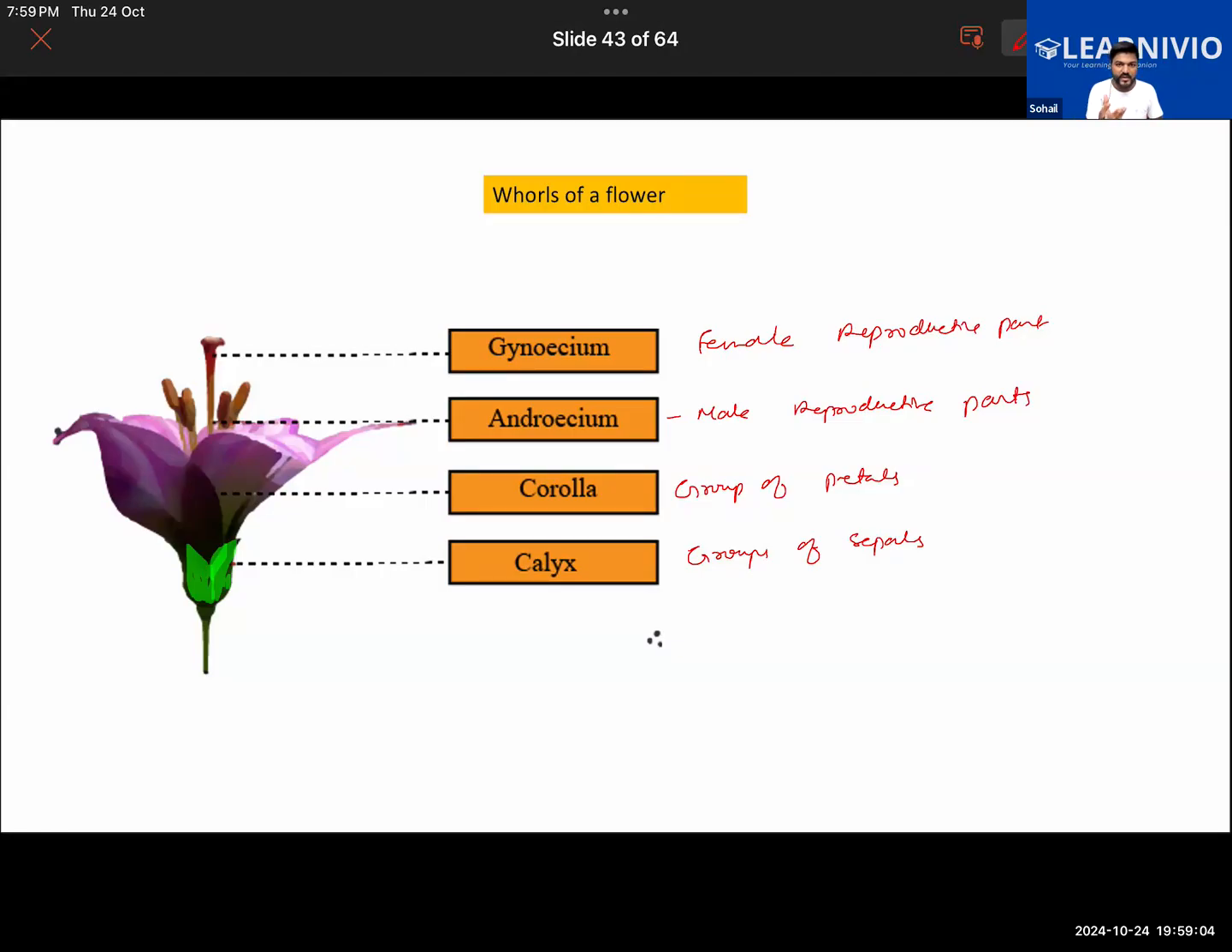Yes, Fatima? Yes, sir. All these are arranged in a circular manner, not in a square form or other shapes. So all these parts, respectively, the male part or the female part or the petals and sepals, all of them are arranged in a circular pattern. So that is called the whorl of a flower. Getting it now?